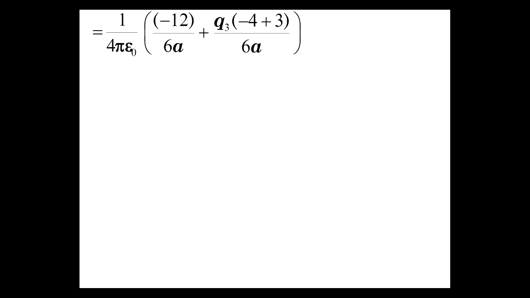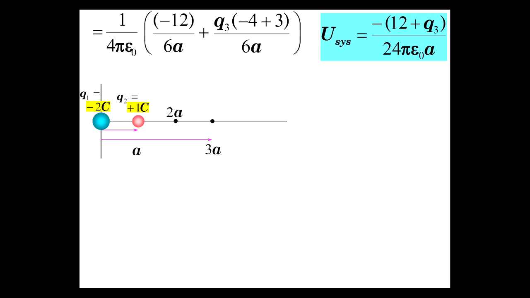So if we combine terms and do a little algebra, find the least common denominator, we should get this result here. 6a is the least common denominator. We have -12, and Q3 -4 and +3. This is minus Q3, giving us the potential energy of the system: minus 12 plus Q3 over 24 pi epsilon 0 a. That may or may not be very intuitive. If you look at this system very carefully, it just might be.